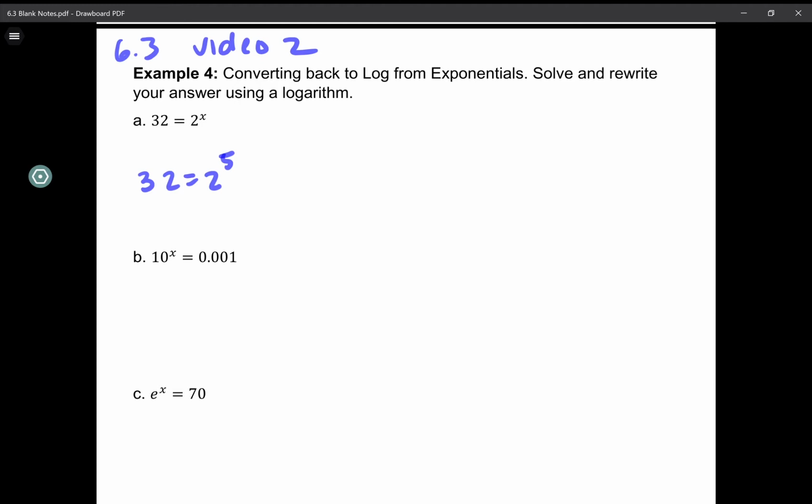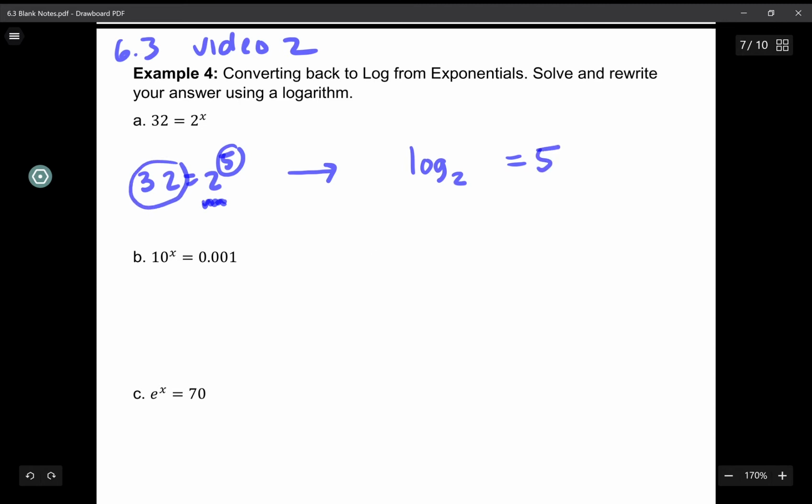All right, how do we write this as a logarithm? Well, the base stays as the base. So the base of the exponent is the base of the logarithm. So I know it's log base 2. The exponent is equal to the logarithm, so the exponent is out here, equals, and then the value over here becomes the value that we're taking the logarithm of. Log base 2 of 32 is 5.